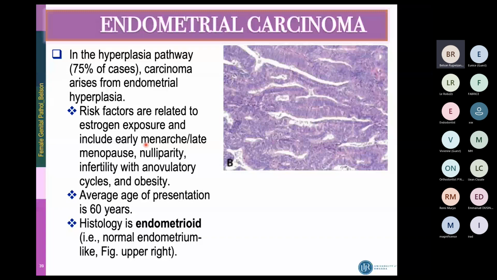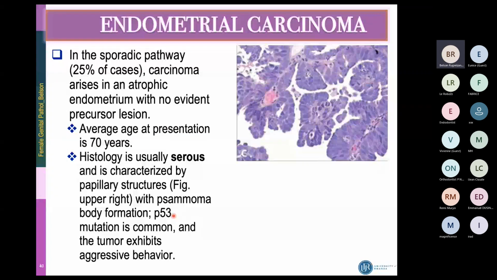So the average age at presentation is 60 years, after menopause, because menopause is usually around 52 years. So as I said, the histology is endometrioid. So it somehow looks like the normal endometrium, although the cells are not good. So the second type of endometrial carcinoma is called serous carcinoma. So it looks like ovarian tissue, an ovarian serous gland. And you see that it arises from atrophic endometrium. So the first one comes from hyperplastic endometrium, this one comes from atrophic endometrium. And usually there is no evidence of a precancer lesion.